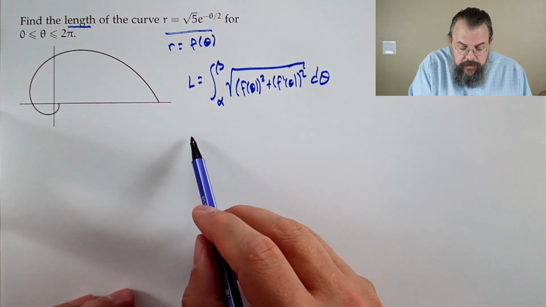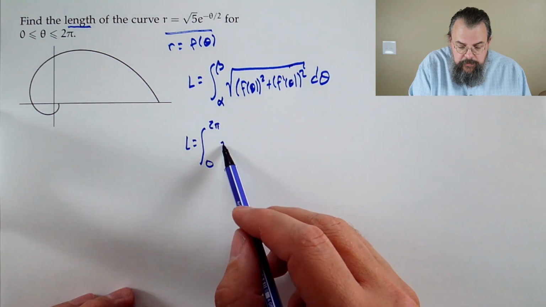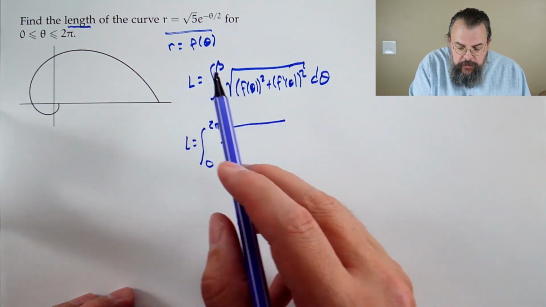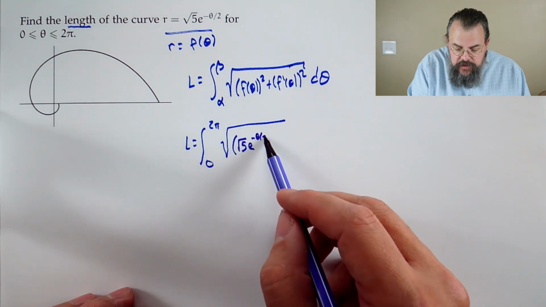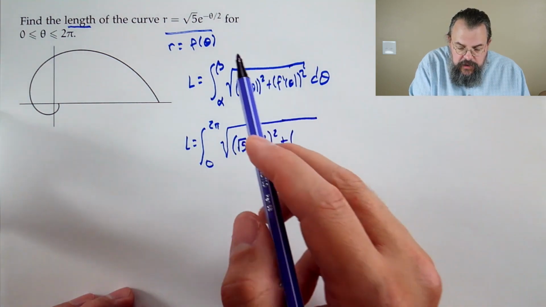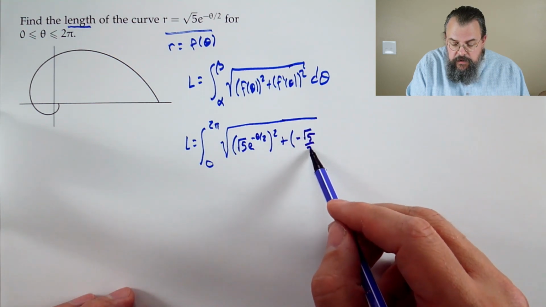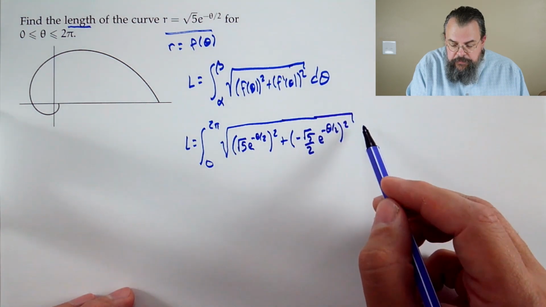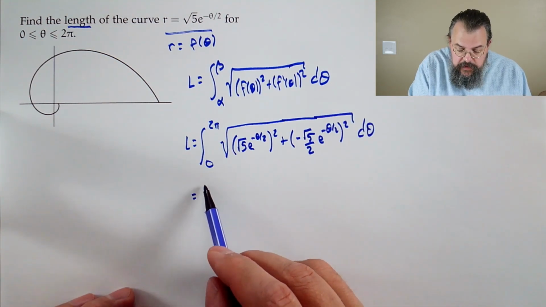Well, in our case, we can say that's going to be the integral from 0 to 2 pi of the square root of, and now we start taking our derivatives, right? Well, first off, there's a function, so that'll be the square root of 5 e to the minus theta over 2, squared, plus, take the derivative. Well, when you take the derivative, minus a half comes down. So minus the square root of 5 over 2, and then it'll be e to the minus theta over 2, squared, d theta.